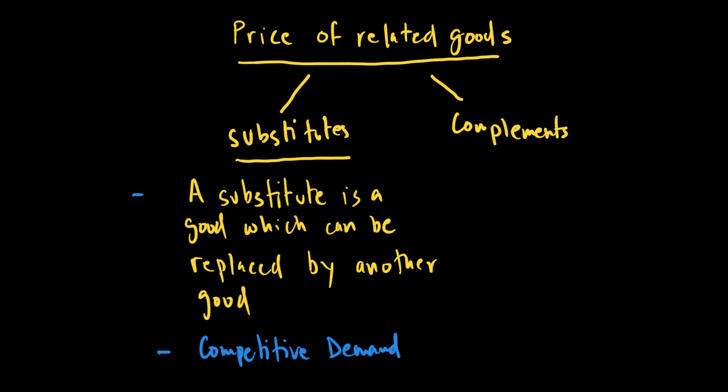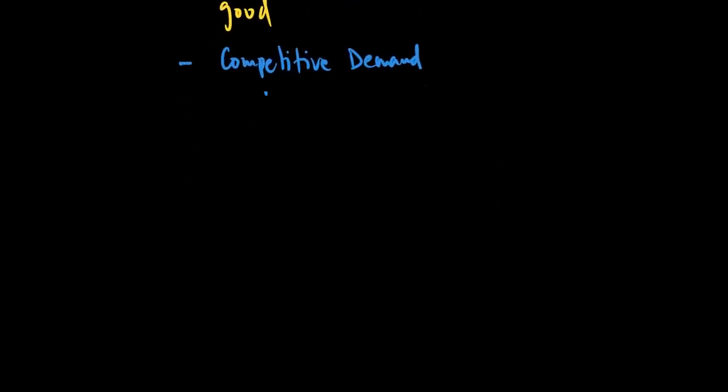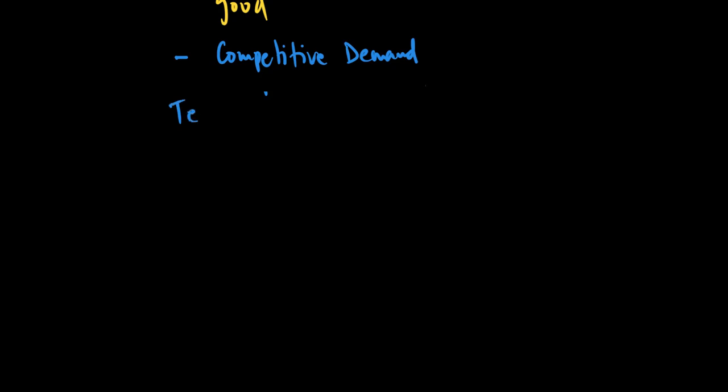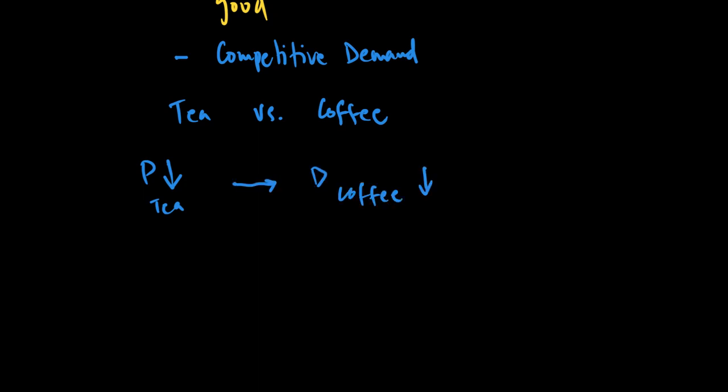A good example of this is tea and coffee. So when you look at demand for tea, coffee becomes a substitute to it. Economic theory predicts that a fall in the price of one good, for example tea, will lead to a decrease in demand for a substitute, that is coffee. And I want to show this through a diagram.